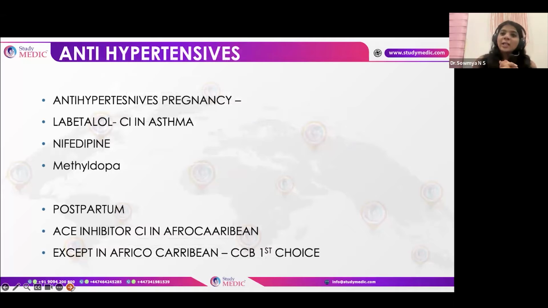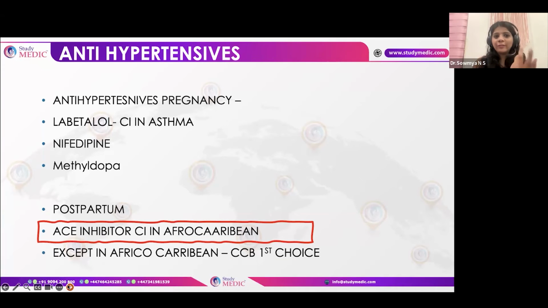Antihypertensives. What are the antihypertensives which you generally use? Labetalol is one of the commonest antenatally used antihypertensives, but because it's an alpha plus beta blocker, it is contraindicated in asthma. The next which is used is nifedipine, and methyldopa can be used in the antenatal period. When you come to postpartum, ACE inhibitor is the drug of choice, except in Afro-Caribbean, because this enzyme doesn't work well with them. So in them, calcium channel blockers is the first choice.